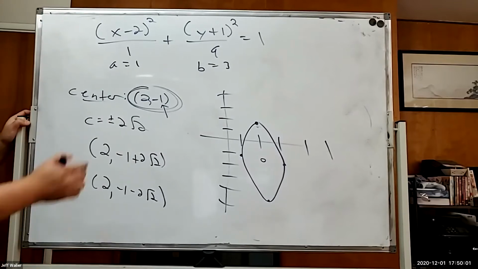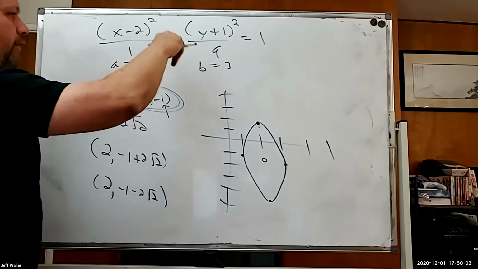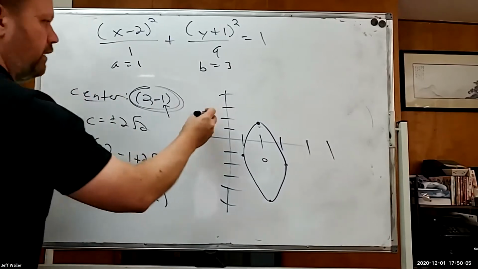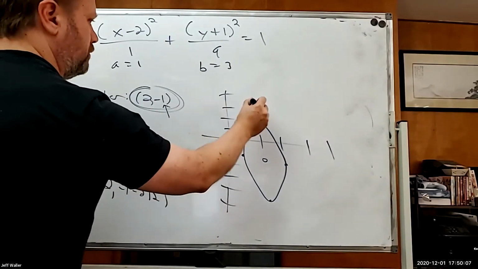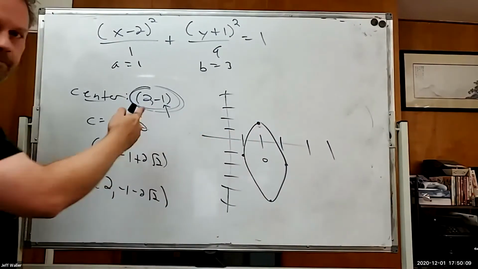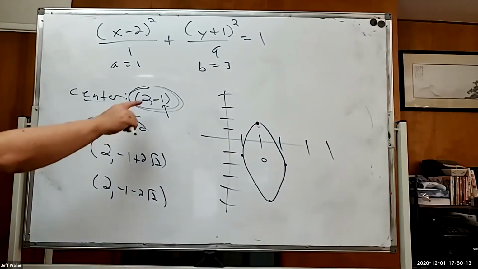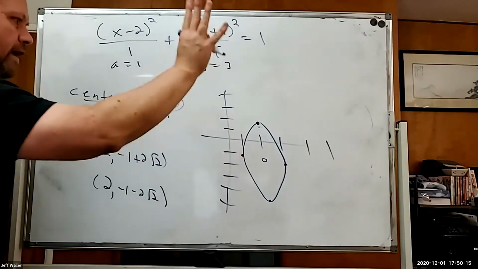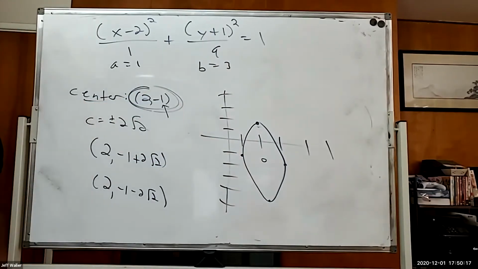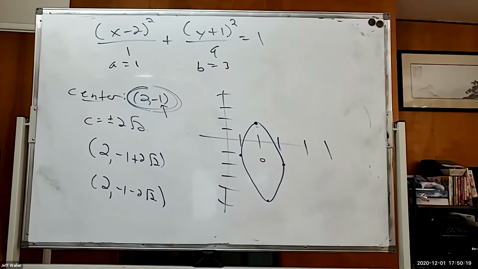Another way to do it is to actually forget the shift, graph the ellipse we just did, and then move all the points over 2, down 1, right? That's another way to do this. But I like to do the center and then build off of that, so we don't have to draw the graph more than once. It's up to you.